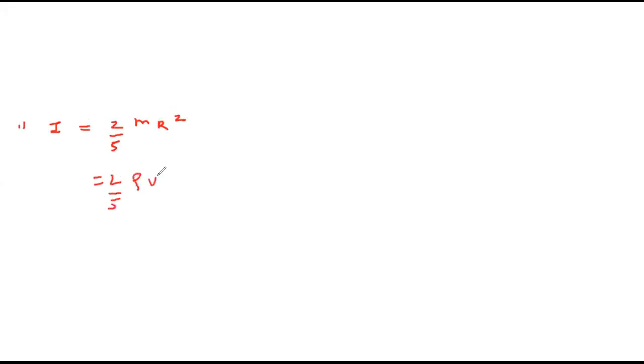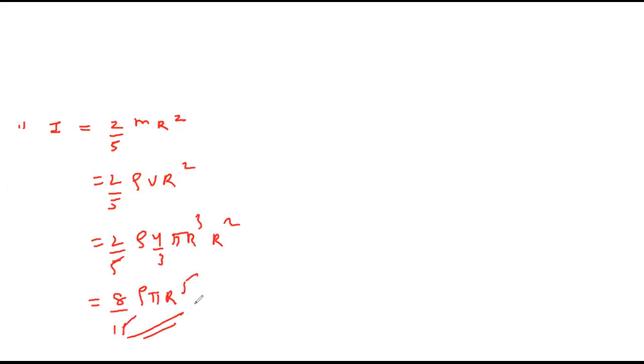Mass means density into volume. So it is 2 by 5 density into volume 4 by 3 pi R cube into R square. So it will be 8 by 15 pi rho R raised to 5.